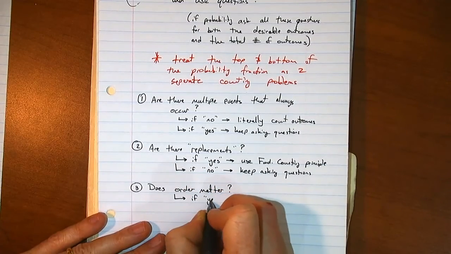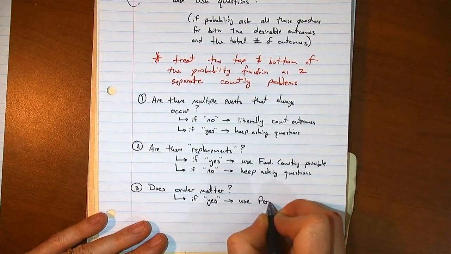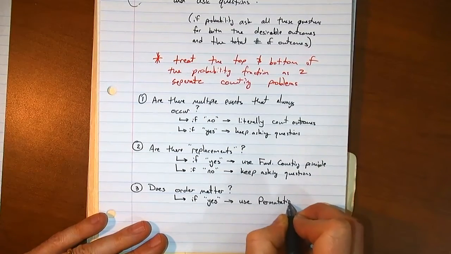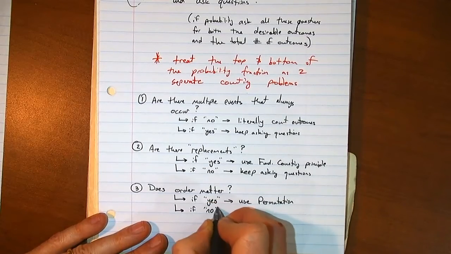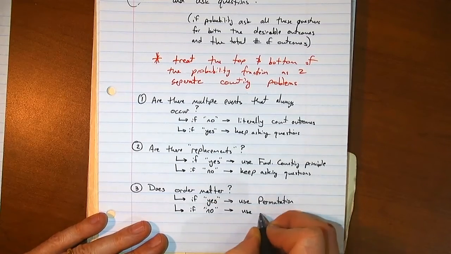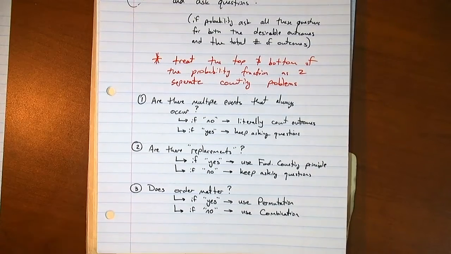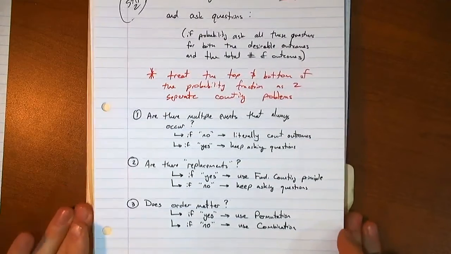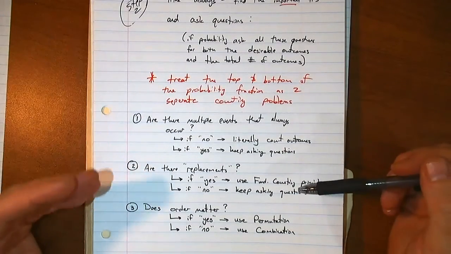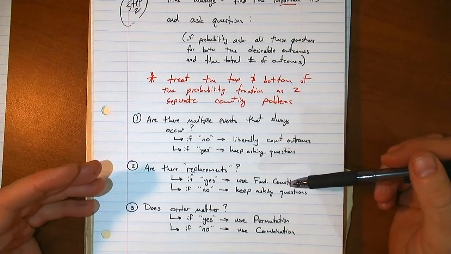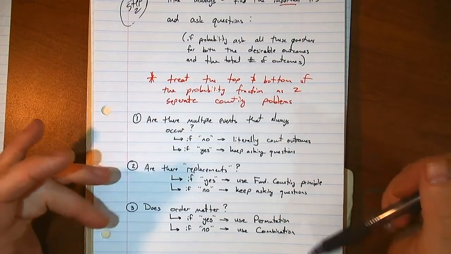If the answer is yes, if the order is important, then I'm going to use a permutation. And if the answer is no, that the order is not important, then I'm going to use a combination. And that's it. Notice this is part of my organizing data information, but I'm not organizing numerical data. I'm organizing data based on the nature of the problem. Are there multiple events?